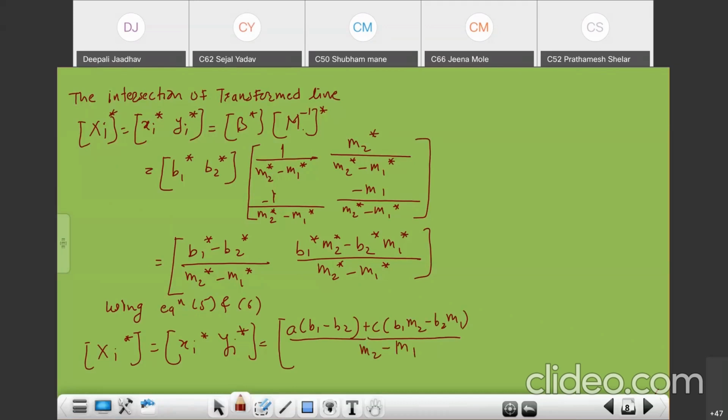After putting all the values here, b1 star, b2 star, then m1 star, m2 star, we will get this equation: (b of (b1 minus b2) plus d of (b1 m2 minus b2 m1)) divided by (m2 minus m1). That is equation number 7.